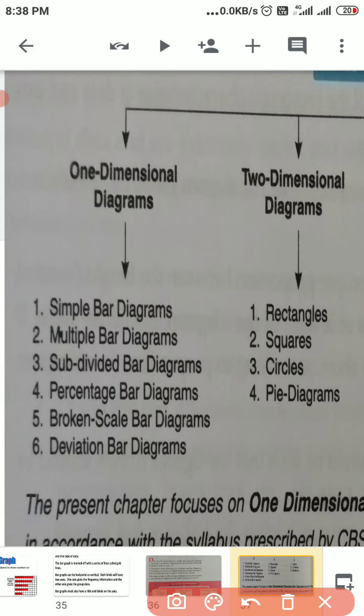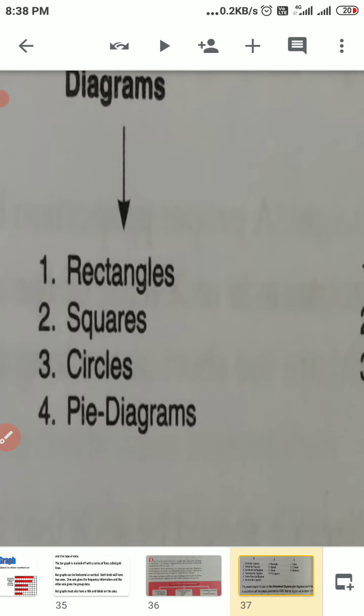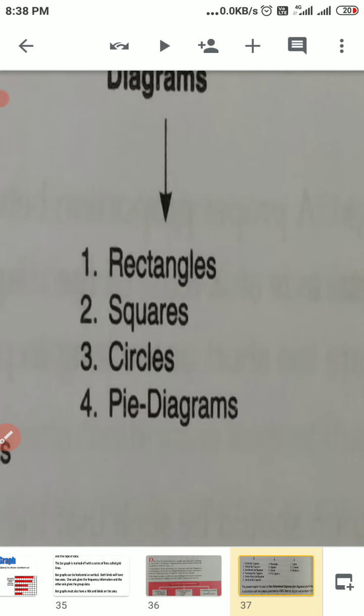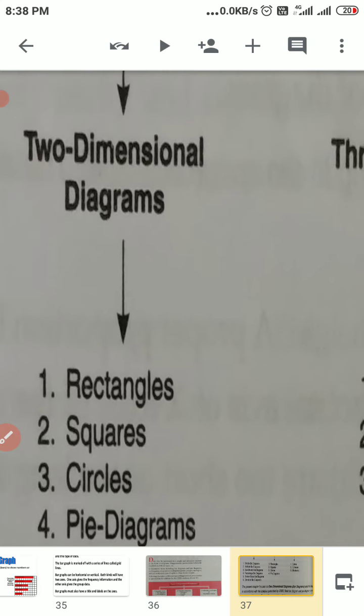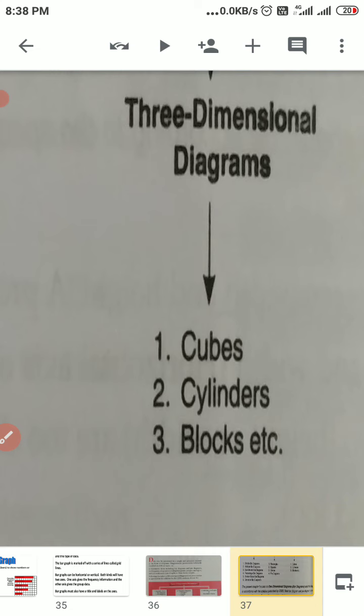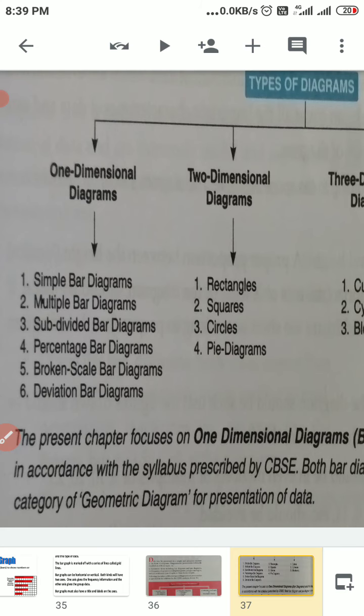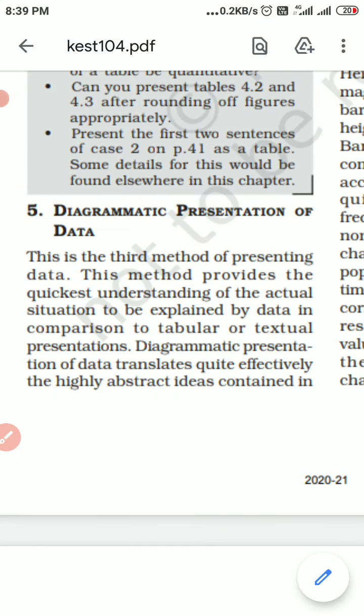So these are one dimensional diagrams. Next you can see two dimensional diagrams: rectangle, square, circle, pie diagrams. We'll study these diagrams in detail. Then there are three dimensional diagrams: cubes, cylinders, and blocks. But this is not in your syllabus. We have to focus only on the main area, whatever is given in your textbook and syllabus.